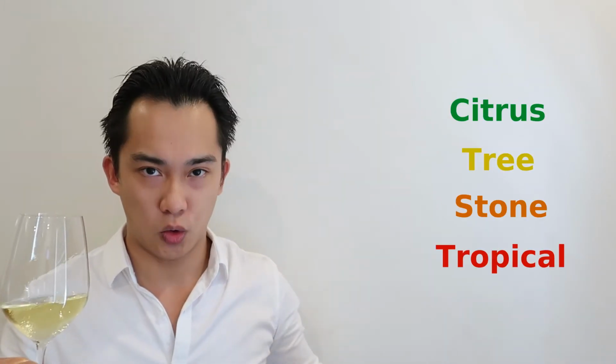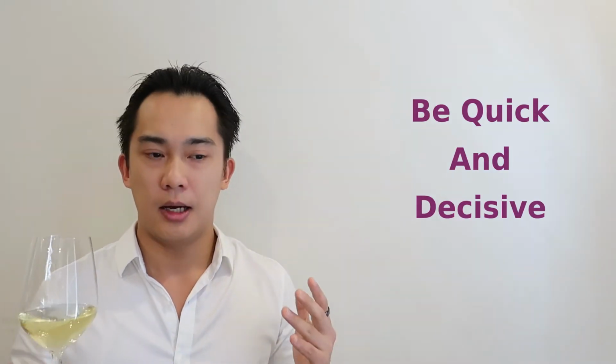Again, don't try to memorize every single fruit that exists in the world. Use these 4 categories to jumpstart your imagination, and that's going to help guide you. So you smell a wine, what citrus am I getting? And then what kind of tree fruits am I getting? And also remember to be honest. If you're not getting something in a wine, that is just as important as what you are getting in the wine. Am I getting any stone fruits? No. Am I getting any tropical fruits? No. Next. So be quick and decisive on that first round, and of course you can always go back and revisit if you feel like it.